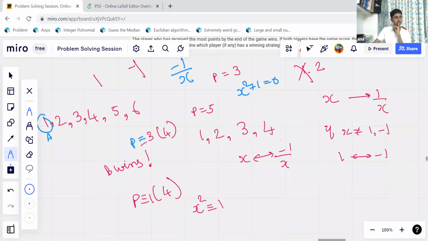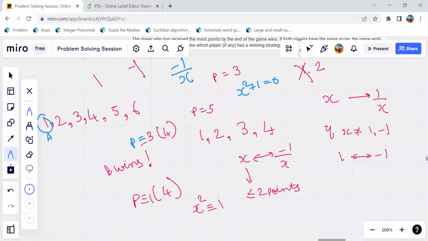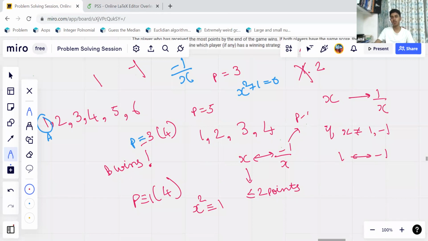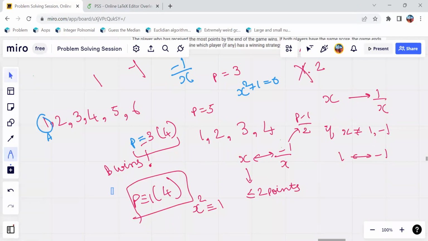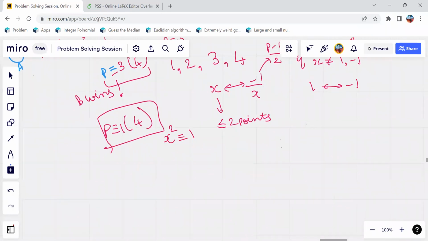So the other guy doesn't get any points. But it's possible the other guy begins with something. The other guy gets at most 1 point every time. When he picks x to be 1 or -1, he gets at most 2 points overall. But this guy gets p -1 by 2 points, for p at least 7, because p is 3 mod 4, he wins. But what if p is 1 mod 4 is the question?